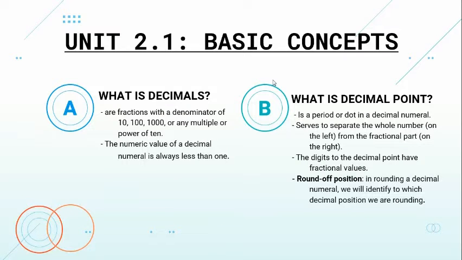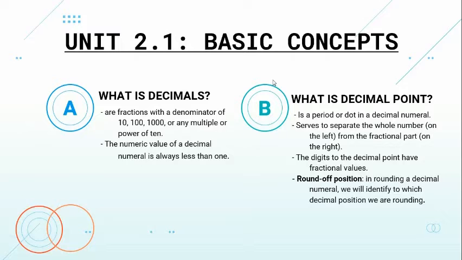For our first topic, we're going to discuss basic concepts. So, what is a decimal? Decimals are fractions with a denominator of tens, hundreds, thousands, or any multiple or power of 10. The numeric value of a decimal numeral is always less than 1. And then, what is a decimal point? It is a period or a dot in a decimal numeral. It serves to separate the whole number on your left side from the fractional part on the right side. The digits to the right of the decimal point have fractional values. So that's the tenths, the hundredths, the thousandths.